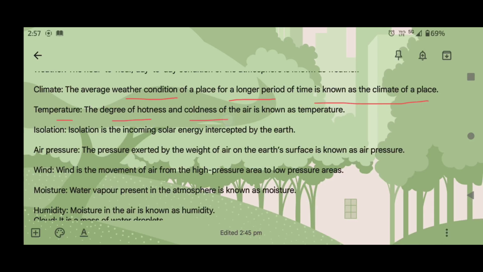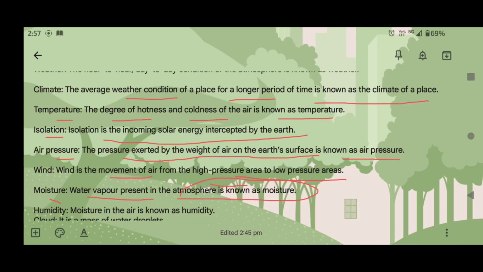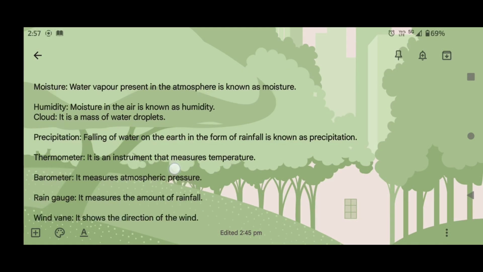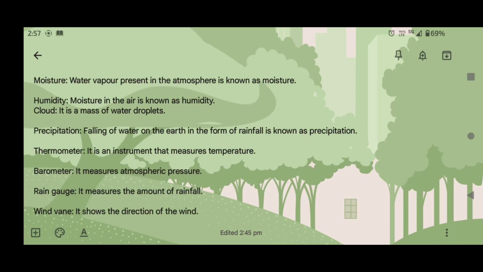Temperature. The degree of hotness and coldness of the air is known as temperature. Insolation. Insolation is the incoming solar energy intercepted by the earth. Air pressure. The pressure exerted by the weight of the air on the earth's surface is known as air pressure. Wind. Wind is the movement of air from the high pressure area to low pressure areas. Moisture. Water vapor present in the atmosphere is known as moisture. Humidity. Moisture in the air is known as humidity.